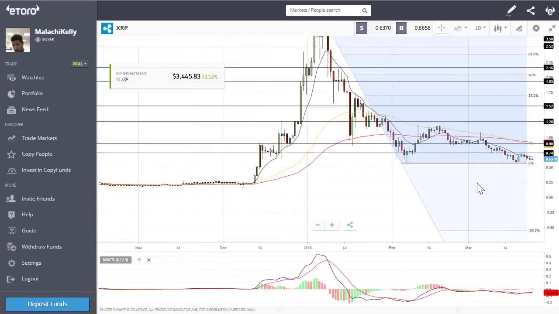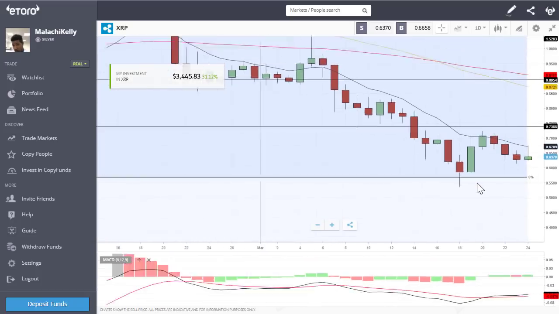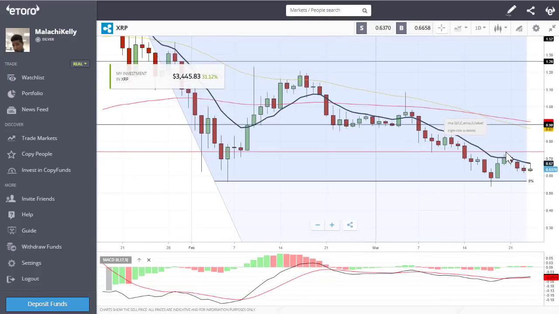Now if we look a little bit closer, we can see that we have had a cross of our moving averages, and that generally signifies that the market is still moving down.